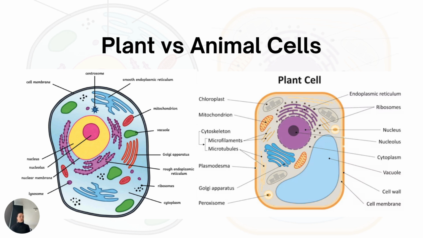Comparing these two cells, what organelles do both have? What can we see? What did we compare before? A mitochondria, perfect, nucleus, endoplasmic reticulum, cytoplasm, perfect, and what was the other one? Cell membrane, perfect. Now, plant cells, so our one on the right, they have some features that are unique to the plant cell.